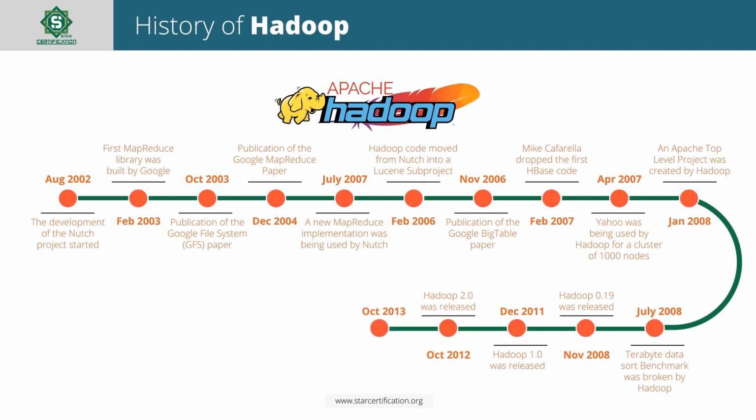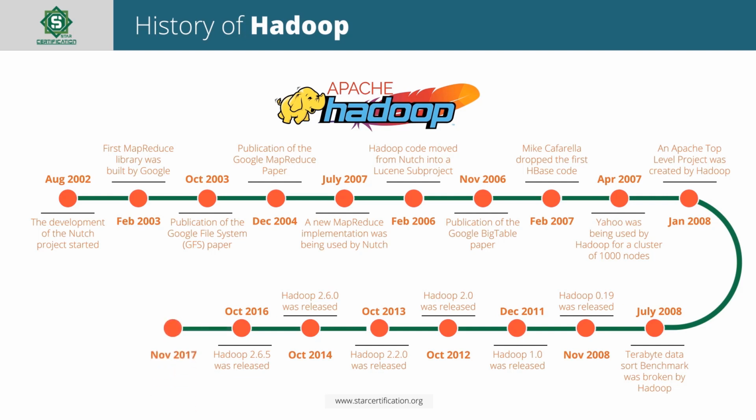October 2013, Hadoop 2.2.0 was released. October 2014, Hadoop 2.6.0 was released. October 2016, Hadoop 2.6.5 was released. November 2017, Hadoop 2.9.0 was released. December 2017, Hadoop 3.0.0 was released.